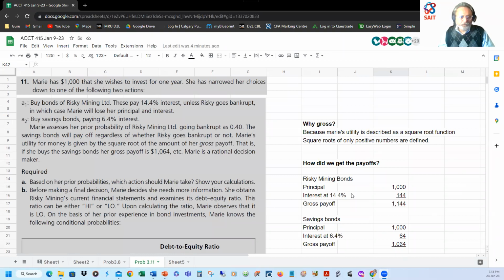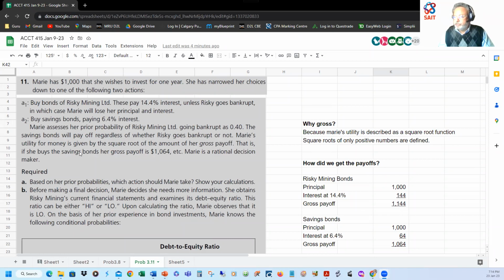So I made a few notes while you folks were working together in the breakout rooms. Our friend Marie has $1,000. This could very easily be $1 million. So the fact that the amount is small should not distract us from the decision.